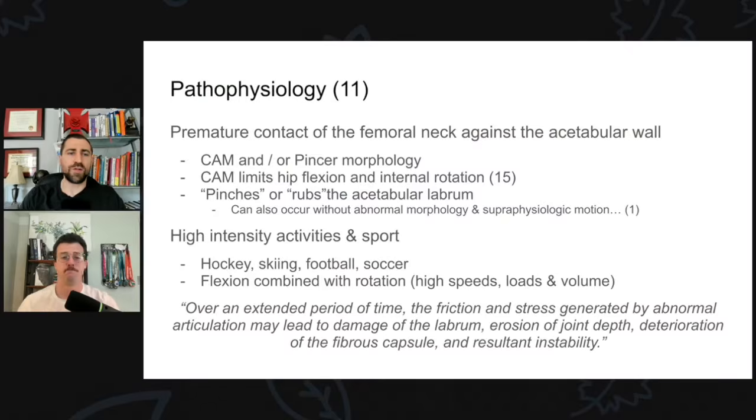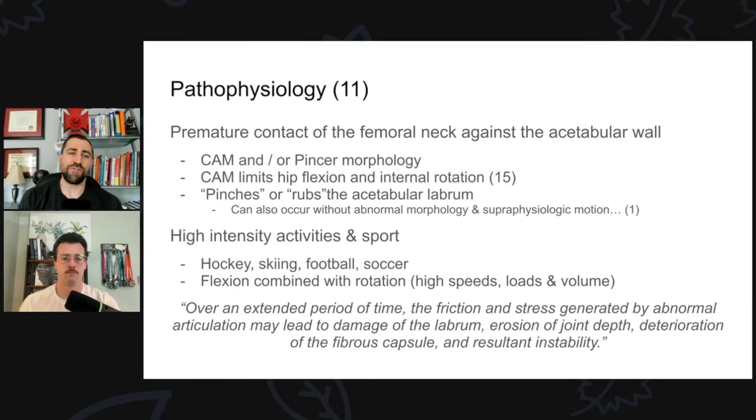All right, let's talk a little bit about pathophysiology, or that mechanism of injury. To be honest, I didn't find a lot of good explanation in some studies as to how these injuries occur, but it does make a lot of sense, right? And we'll talk about what we think is occurring. So we just talked about this Warwick agreement. We think there's premature contact of the femoral neck up against the acetabular wall, right? And this increases with CAM and/or Pincer morphology.